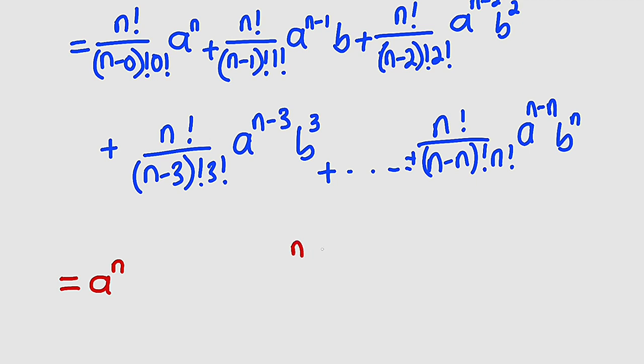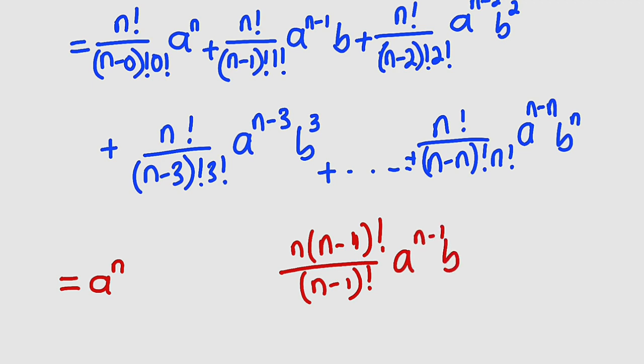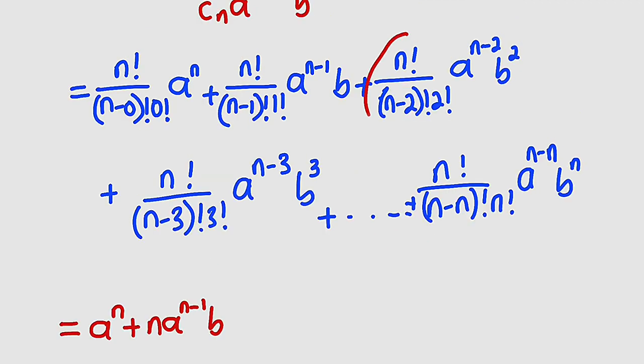We can write it as n multiplied by (n minus 1) factorial, divided by (n minus 1) factorial. Then we have a raised to the power of n minus 1 times b, right? So from here, you can see that this will cancel this. What do we have left? Only n multiplied by a to the power of n minus 1 times b. So we can write it here. Plus n a to the power of n minus 1, then multiplied by b. Here is our third term.